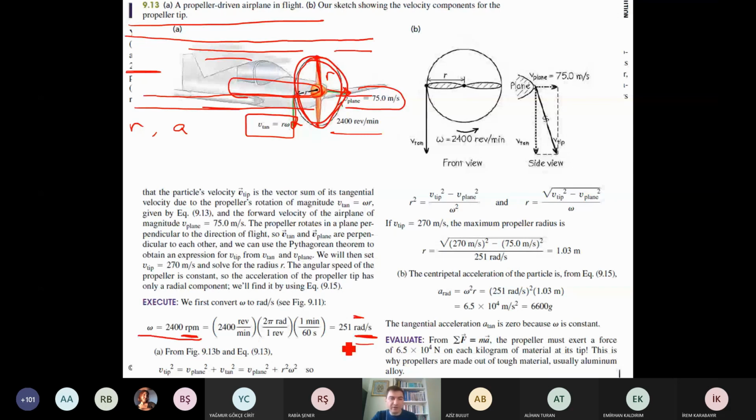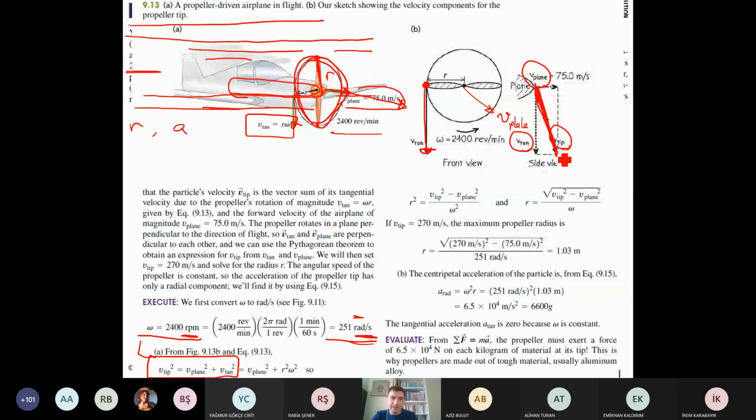And what about the velocity of the tip? Look at this one. This is the tangential velocity of the propeller's tip, okay? And there is also the velocity of the airplane in this direction. So the velocity of the tip is given by the tangential velocity of the tip and also the velocity of the plane. If you apply this rule, then I can calculate. Look at this one here. V tip squared is equal to V plane squared plus V tangential squared.